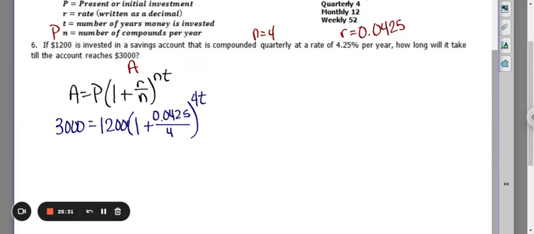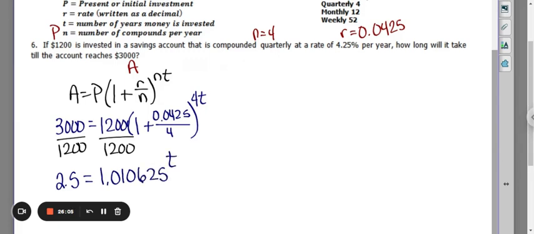So then we can go about dividing both sides by that 1,200. This gives us a nice decimal. So it gives us 2.5, which I can work from. Simplifying all of this in the parentheses. So 1 plus 0.0425 divided by 4 gives 1.010625 to the t. Do not round anything until the very end.